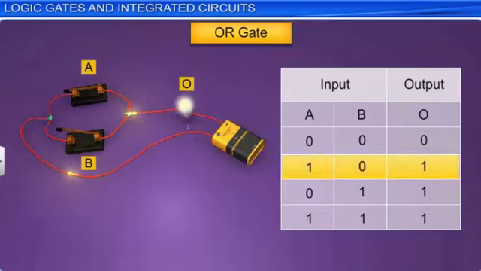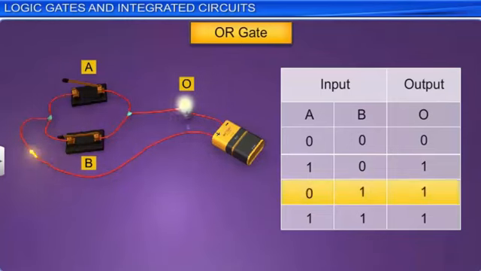When switch A is open and switch B is closed, input A is 0 while input B is 1. The bulb in this case again turns on. Hence, the output is again 1. When both switches A and B are closed, both the inputs A and B are 1. The bulb in this case yet again turns on. Hence, the output is again 1.